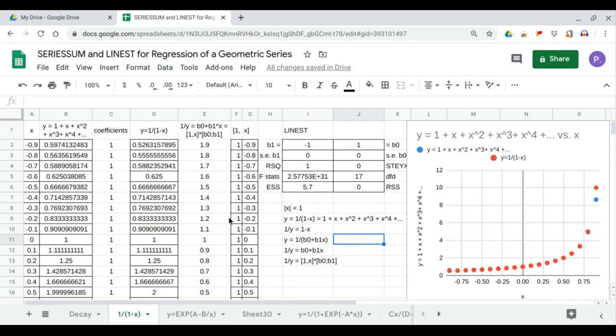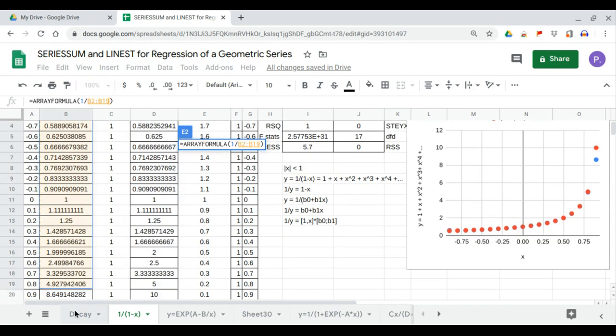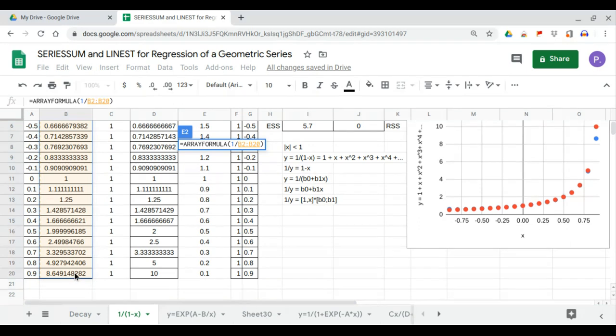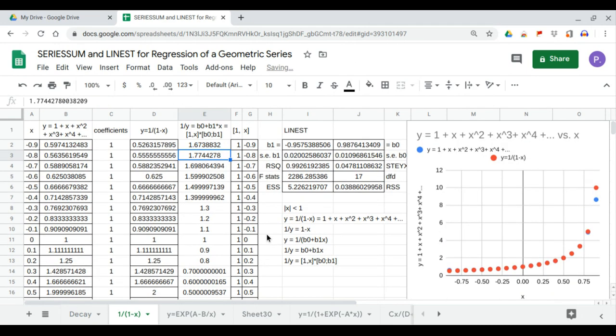Now we can regress the expansion. To regress the expansion, we replace this with the expansion. Instead of the original, we now use the expansion. So array formula of the expansion, that's 1 over y. Now we don't have a perfect 1, but almost 0.98. And we don't have a perfect negative 1, which is negative 0.95.